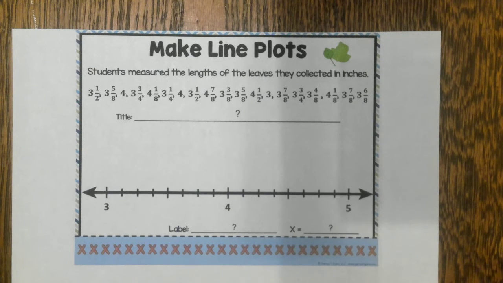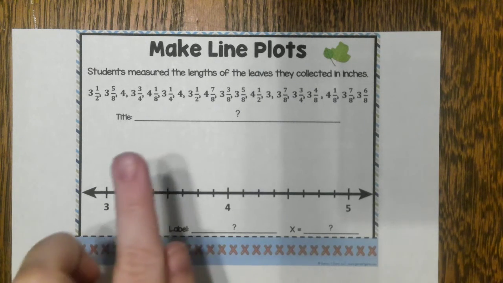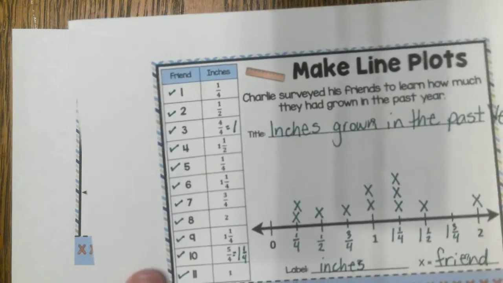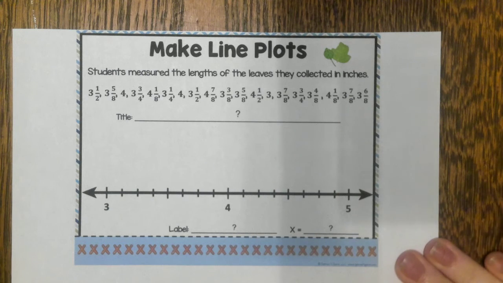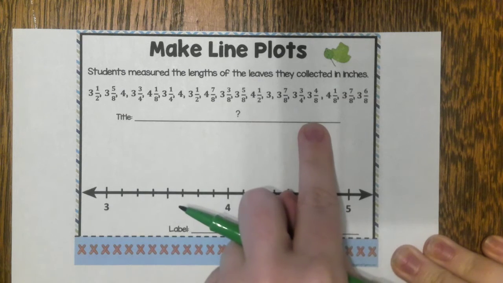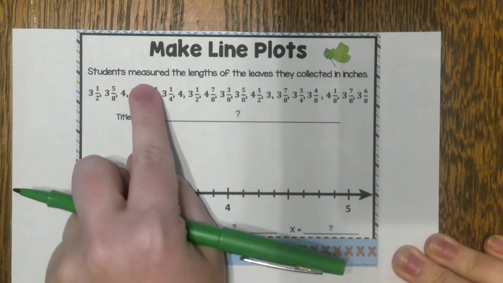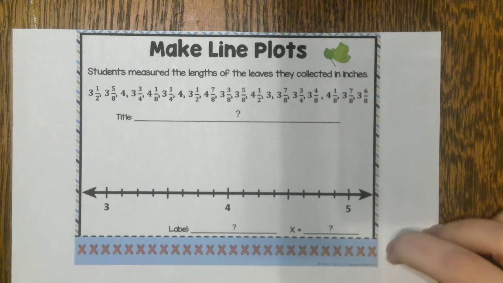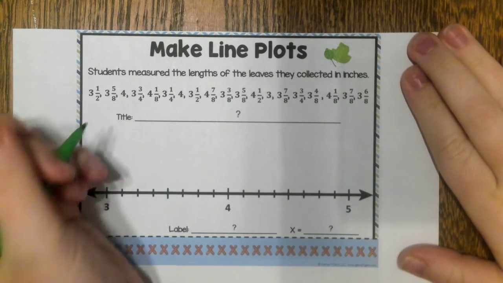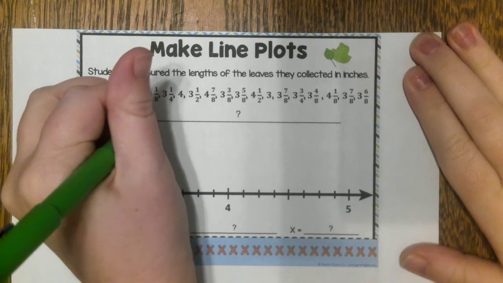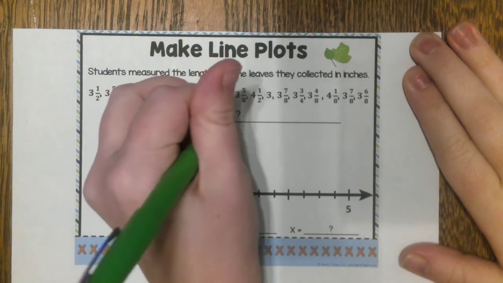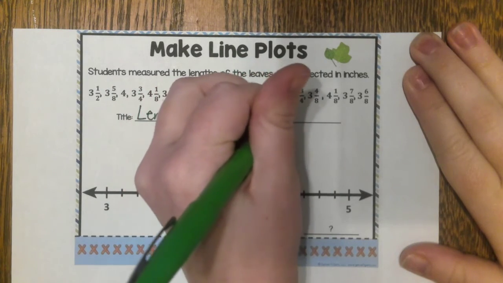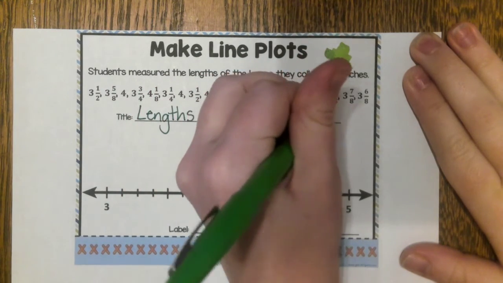So what if our data looks like this instead? We don't have our nice chart that we had on our first one. Instead, the data is just lined up at the top. Well, we're going to work at it the exact same way. So I'm going to begin by making a title. I know that students measured the lengths of the leaves they collected in inches. So, lengths of leaves measured.